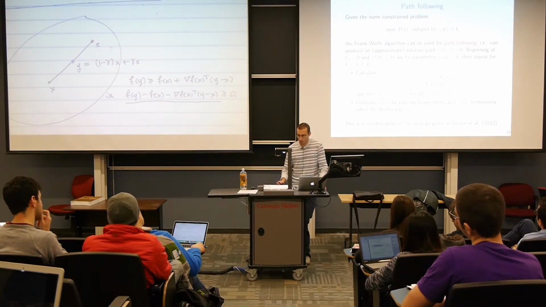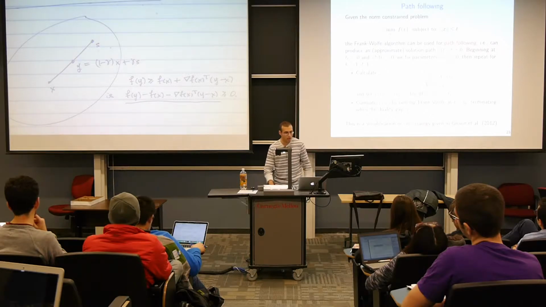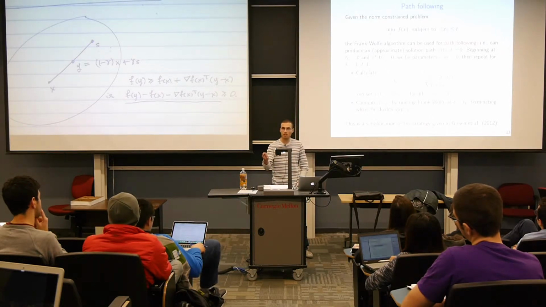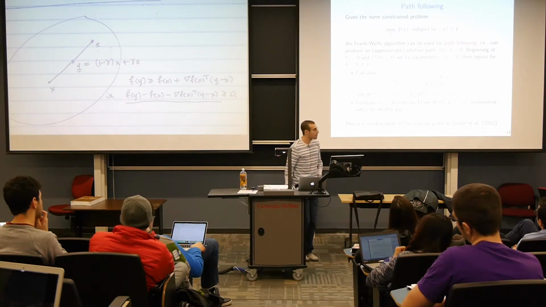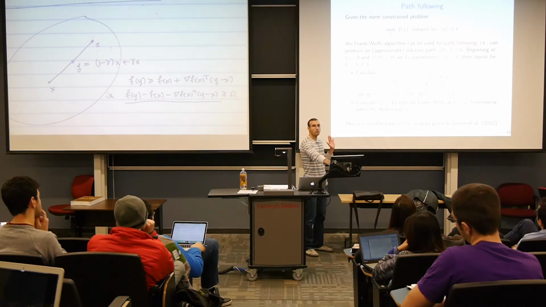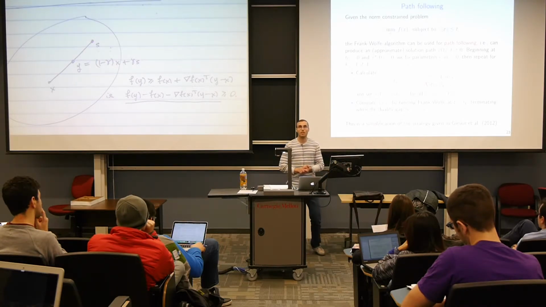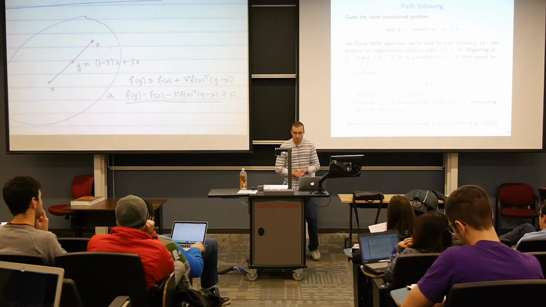And Frank Wolfe can actually be used to drive an approximate solution path that has the guarantee that if you give me a duality gap epsilon, then I can produce for you a path of solutions that go all the way from 0 to some fixed value, say capital T, that has the property that at any little t in between 0 and capital T, I'm at most epsilon away from the exact solution. So it's a very strong guarantee. And the idea is very simple.